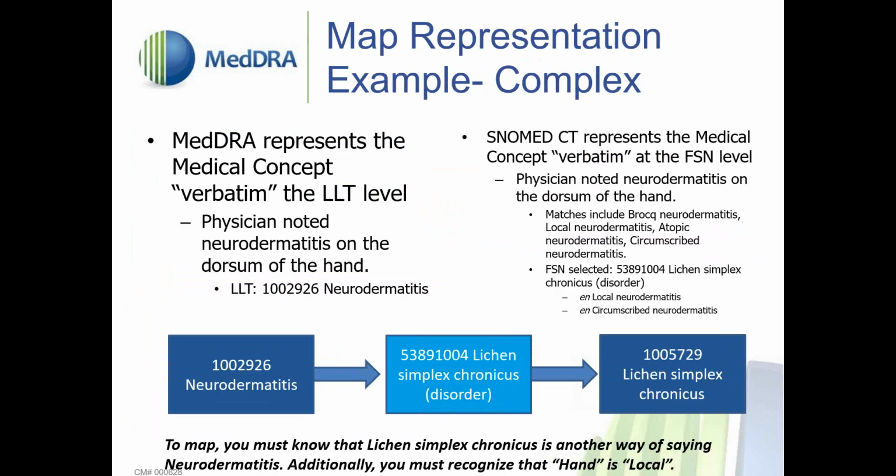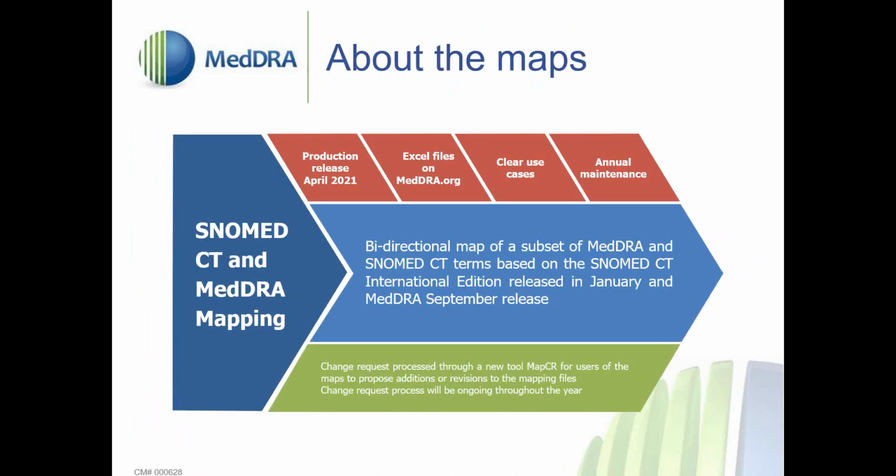Now, when we do the reverse direction, we no longer map directly to neurodermatitis because there is an LLT available in MedDRA for lichen simplex chronicus. So this would map back into that LLT. So you can see how it's not only an understanding of the terminologies, but also an understanding of the medical concepts being reported through these different data sets that is required in order to perform maps that will work and hopefully not lose a significant amount of information.